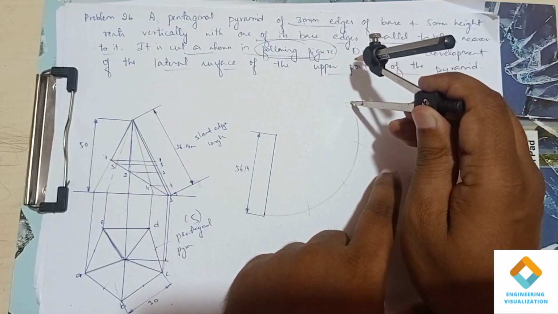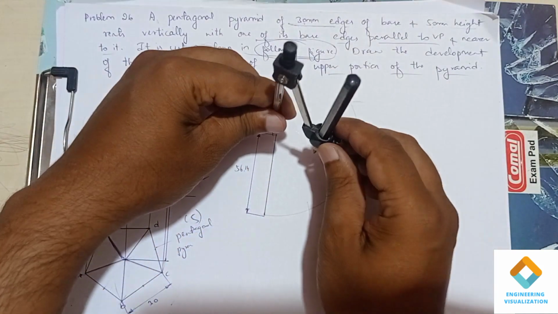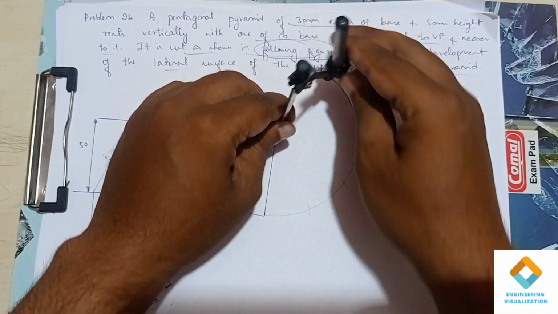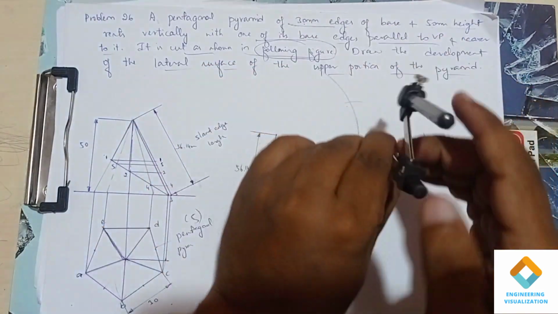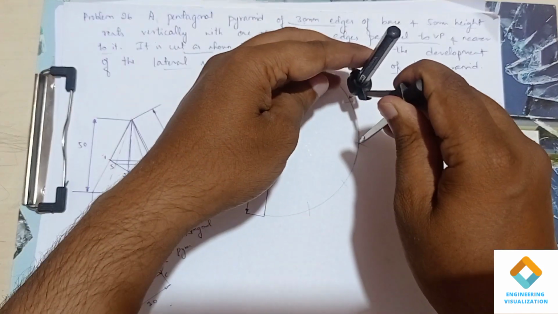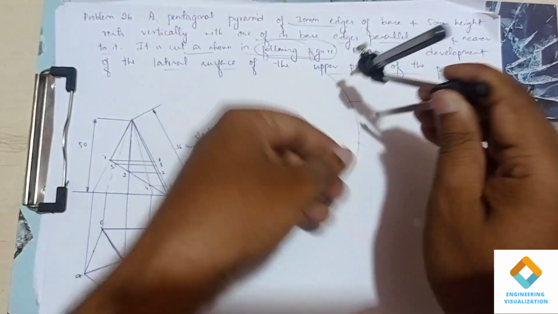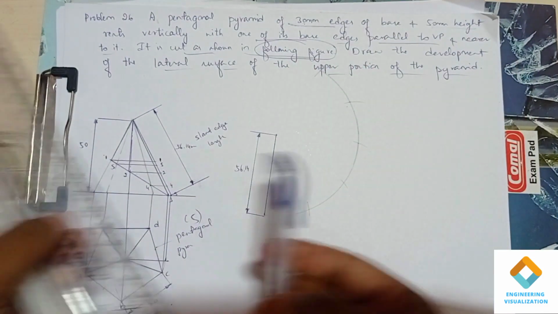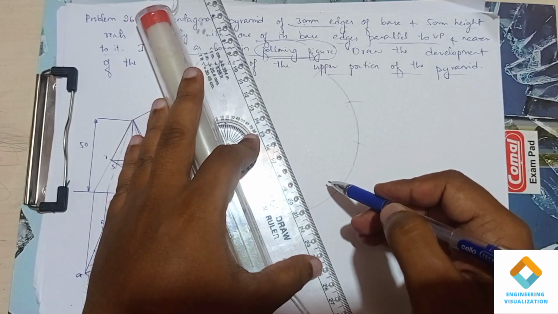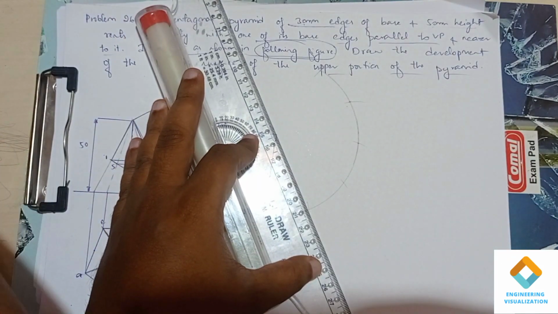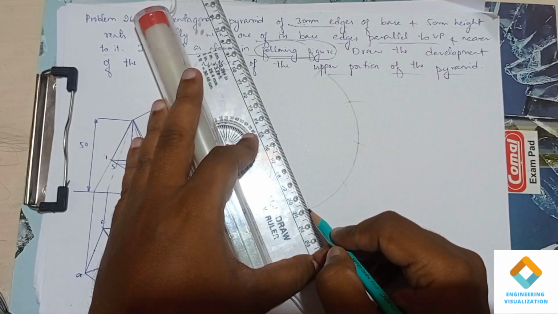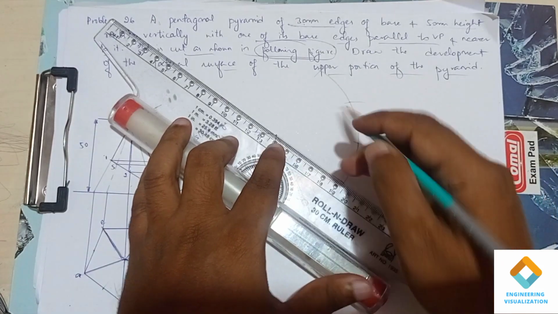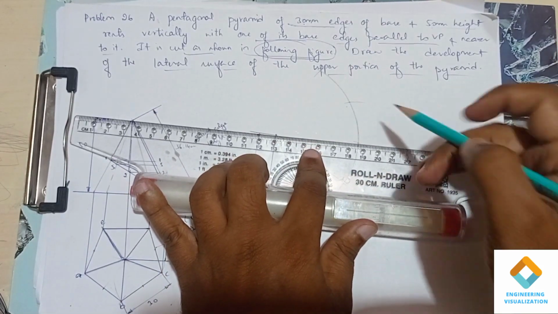So 2, 3, 4. So we can extend this arc. Measure this slanted length and extend so that we can cut the next arc here. So measure the arc length exactly the same one and cut the arc. Now we join it using a straight line here. I will be drawing with a thin line using pencil, so that when we draw the complete development diagram of it, we'll get to know exactly the upper portion should be darker here.